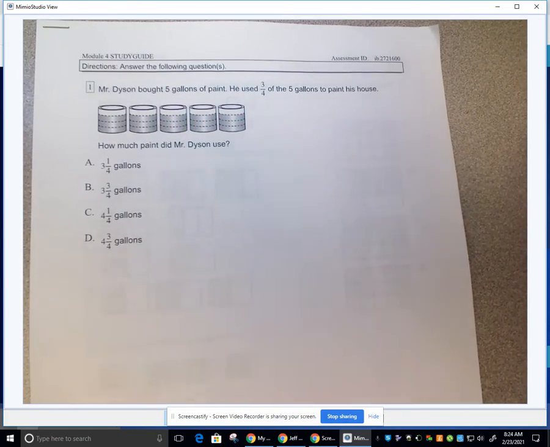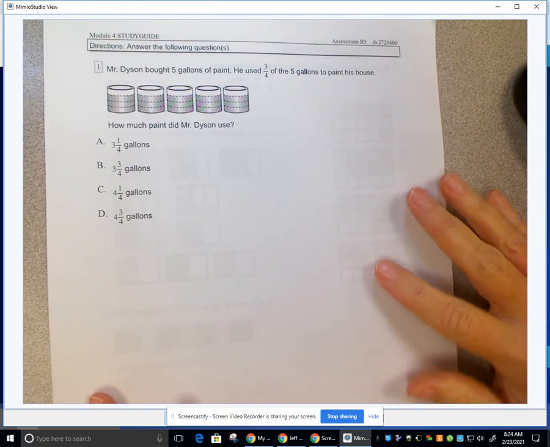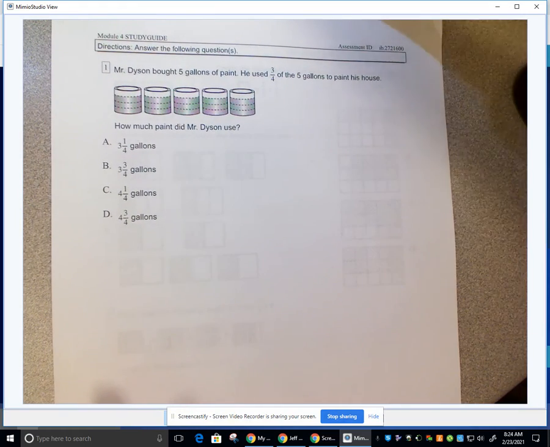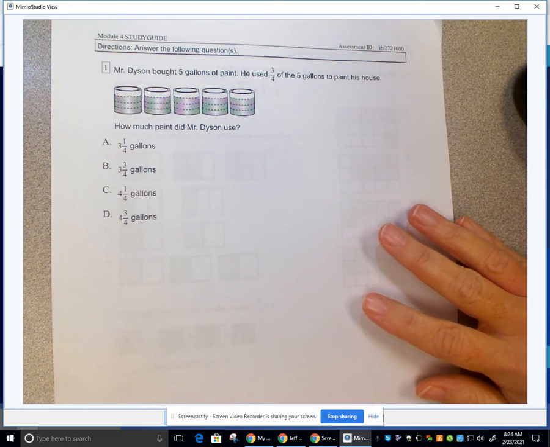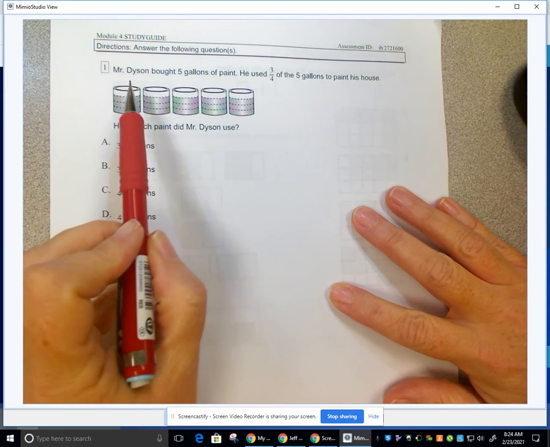We are looking today at the Module 4 study guide. So hopefully you have a copy of this in front of you and you can follow along with me. Now let's start with number 1.